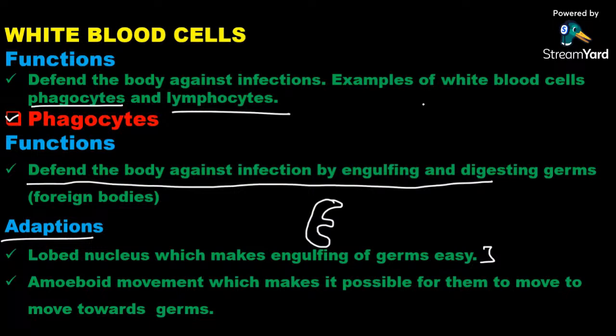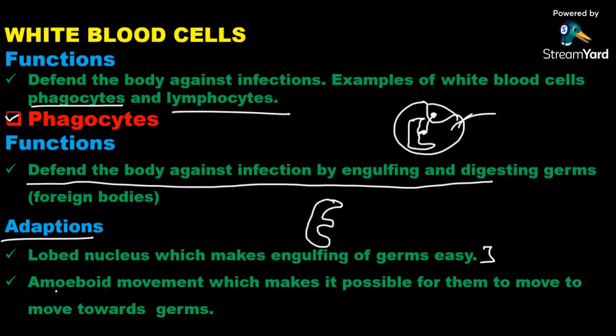The way they behave is that the outer part can change the shape. If this is the germ, they are able to engulf it, which means it goes inside, and of course it returns to its original shape. Then the cell is able to digest these germs that are engulfed and remove the remains from the body. The bottom line is that they defend the body against infection by engulfing and digesting foreign bodies. That's very important.